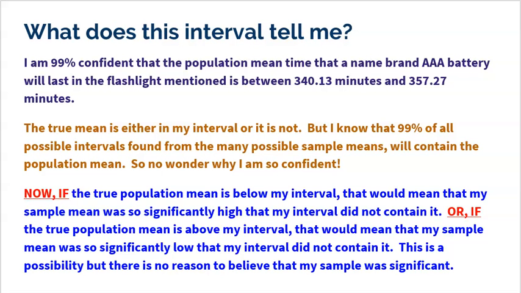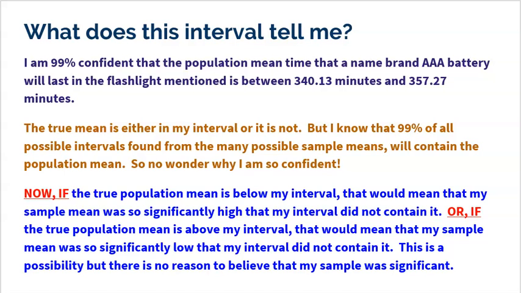Okay, well, first, it means I'm 99% confident that the population mean time that a name brand battery lasts in this given flashlight is between 340.13 minutes and 357.27 minutes. I mean, that's our conclusion, right? That's the simple conclusion. What does my interval tell me? I'm 99% confident that the true mean is in that interval. Now, remember, the true mean is either in the interval or it's not.